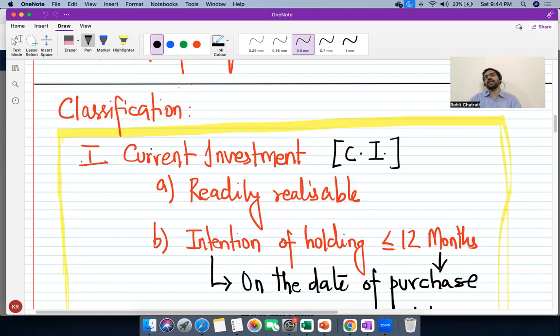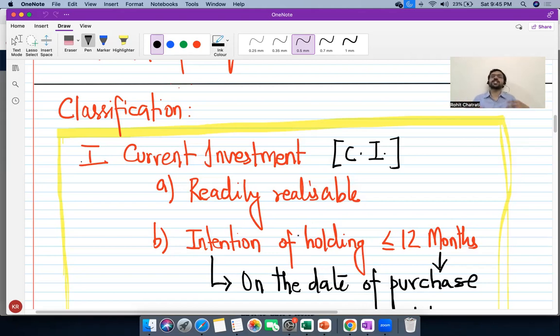Now, what is a current investment? A current investment is one which is readily realizable and where my intent of holding is for a period of less than 1 year. I have purchased the security with an intent of holding it for less than 1 year or 12 months. All right. So something which is readily realizable and where my intent of holding, or the intent when I purchased a particular security, my intent was to hold it for a period less than 1 year.